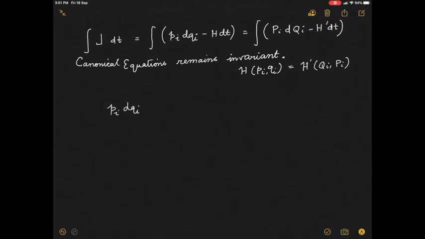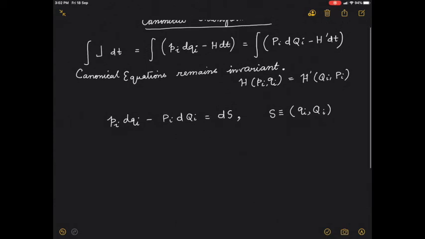Then we wrote down for a general case, this essentially means that p_i dq_i minus capital P_i d capital Q_i equals dS, where S is a function of the old coordinates, old q's, half of the coordinates if you write in terms of the Hamiltonian, the canonical action, and the new coordinates or half of the new coordinates, capital Q_i. This has to be true because the difference between p_i dq_i minus capital P_i d capital Q_i need not be 0, because their integral has to vanish.